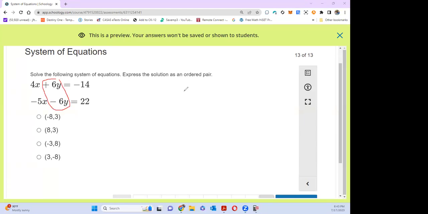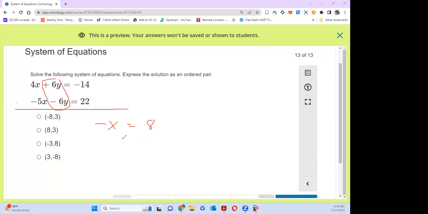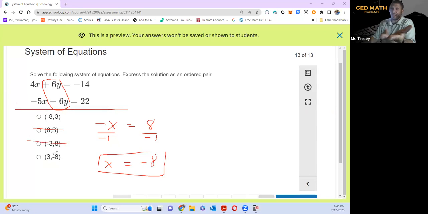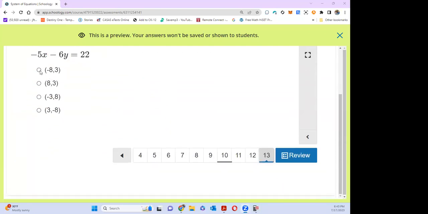That the Y's is already canceled. The 6 is already canceled. So I get minus x equal 8. Again, we know divide by -1. We get x equal -8. So we know x is -8. Can't be B, can't be C, can't be D. We know the answer, we're done. You don't even have to solve for y, because there's only one option there where x is -8. You're done, 30 seconds.